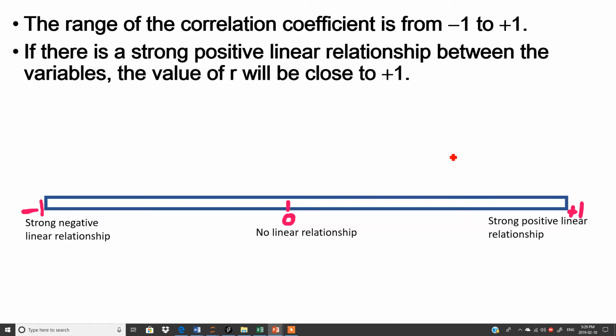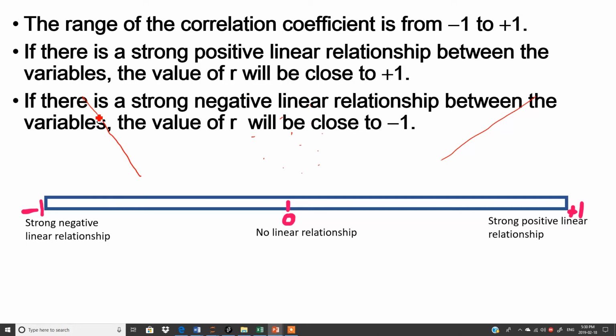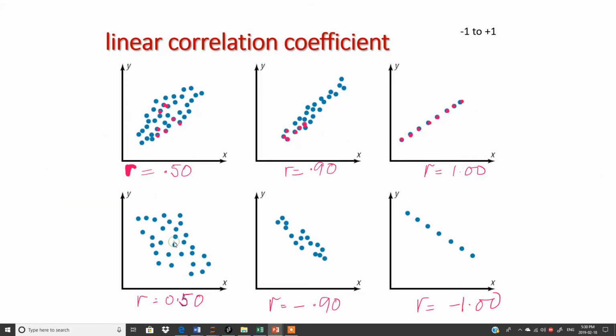Here I have written, if all points lie on the straight line, it means strong positive linear relationship. If all points lie like on this negative line, it means strong negative linear relationship. If points are like this, just like in the example of age and net worth, there is no linear relationship. If there is a strong positive linear relationship between the variables, the value of R will be close to +1, otherwise it is -1. You can read it, everything will be clear. So these are the linear correlation coefficients. Again, the range lies between -1 to +1.